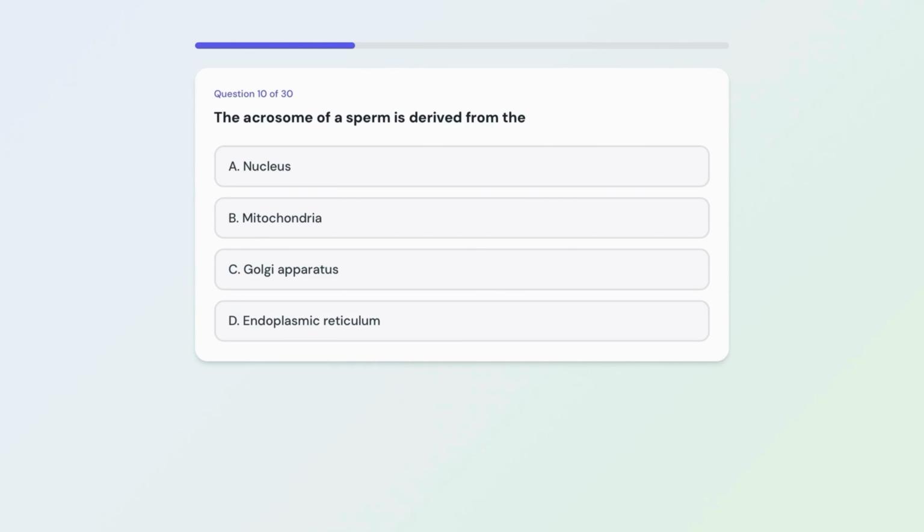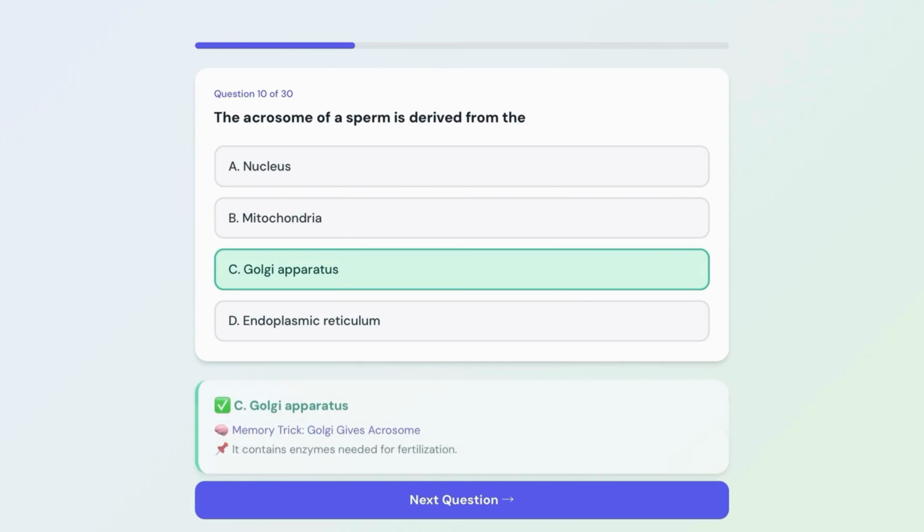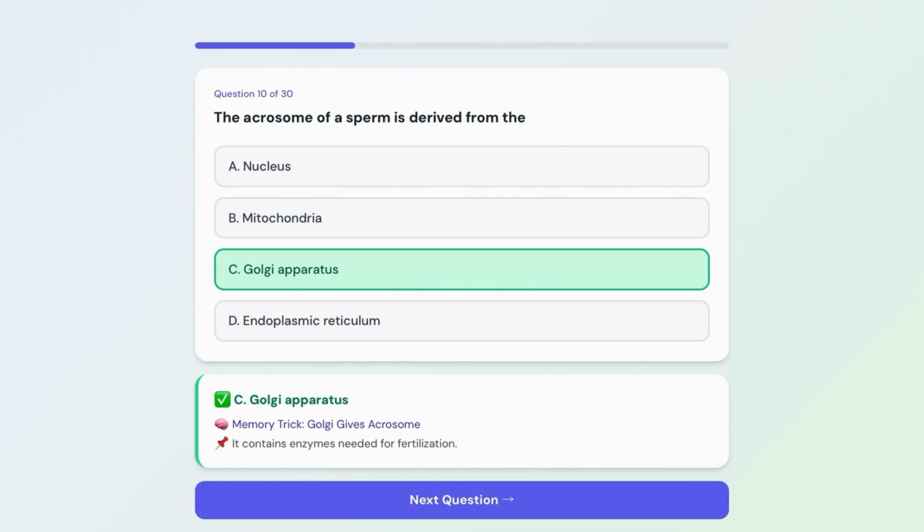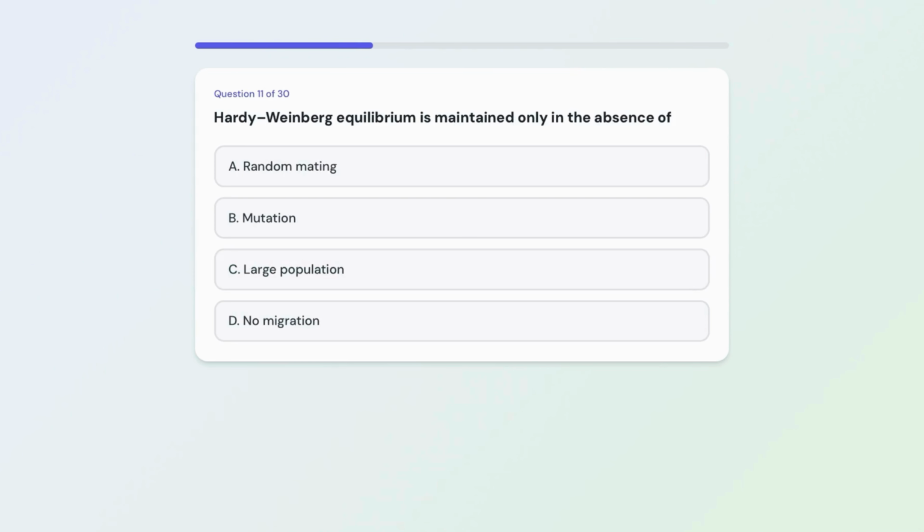The acrosome of a sperm is derived from nucleus, mitochondria, Golgi apparatus. I like to remember it as a factory produces different kinds of apparatuses. So the Golgi apparatus forms the acrosome. I don't know if it makes sense to you or not, but I like to remember it like that.